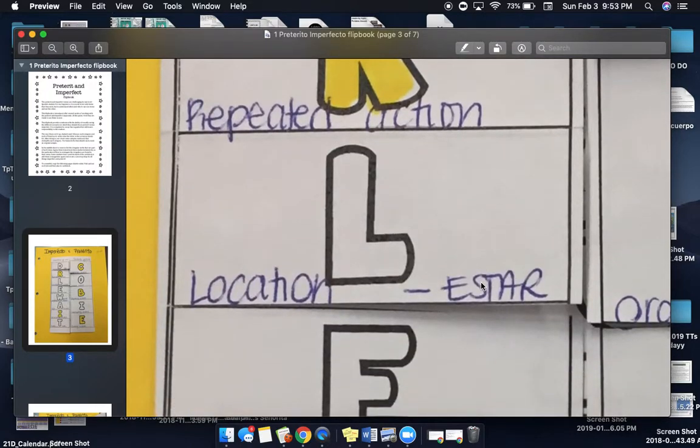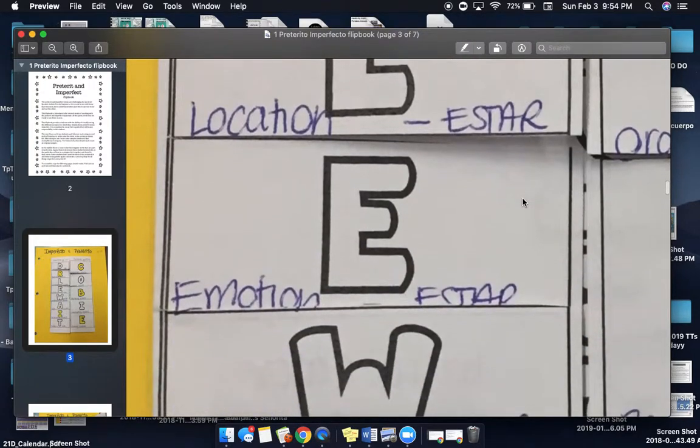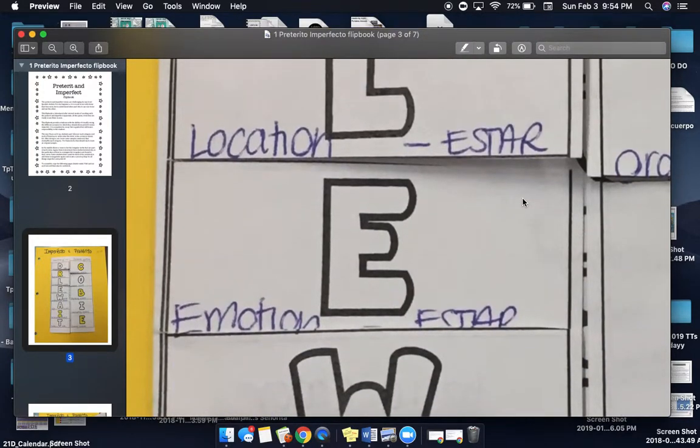Location. So location, verb estar, for how you feel and where you are. Always use the verb estar. Location. So when you are reading a book or you're hearing a narration and they're telling you the setting of the story, where the characters were, where this took place, all those location things are going to be expressed in the imperfect. Emotions with the verb estar.